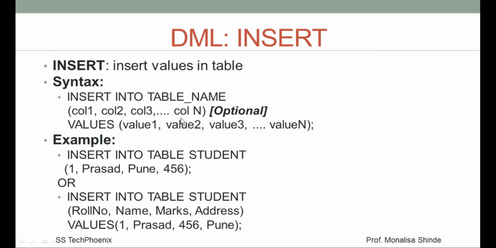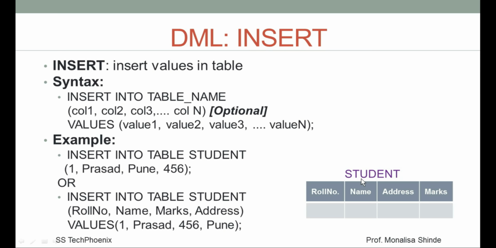The question is when we have to use this statement and when we can drop it. The answer is when we know the sequence in which columns occur in the table, then we can drop this statement. Means we must specify the values in the same sequence in which they occur in the table. If we see the example, student is the table and there are 4 columns: roll number, name, address and marks, and I know the sequence in which they occur in the table, then we can directly specify the values.